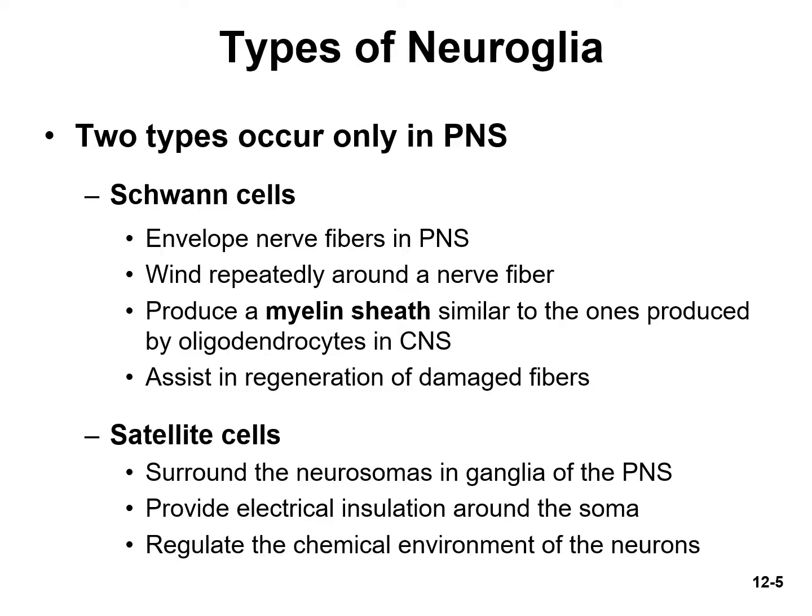So there are two types of neuroglia that only occur in the peripheral nervous system, and recall that the peripheral nervous system are all of the components of the nervous system aside from brain and spinal cord. So those components are basically nerves and ganglia. Nerves are bundles of axons. So we have multiple axons of neurons that are bundled together. And then the ganglia are concentrations of the somas, or cell bodies, of the neurons.